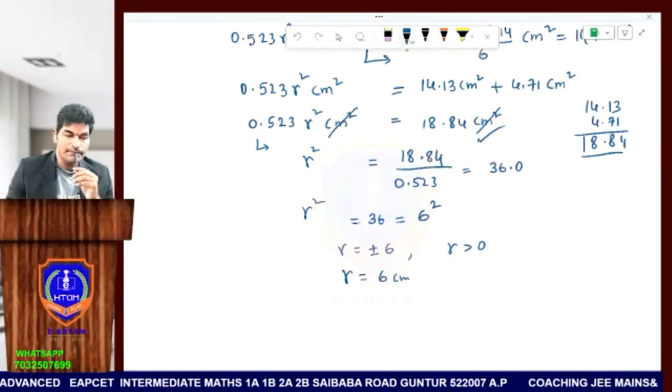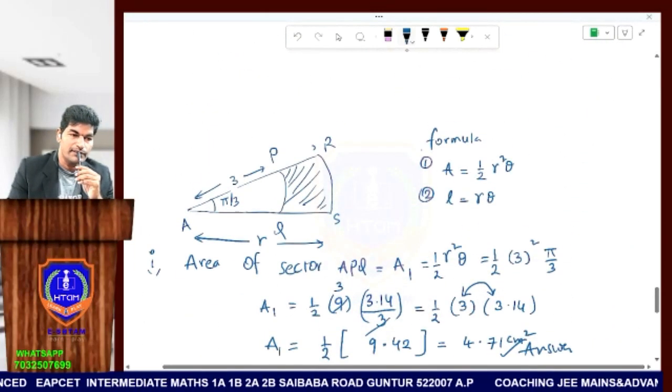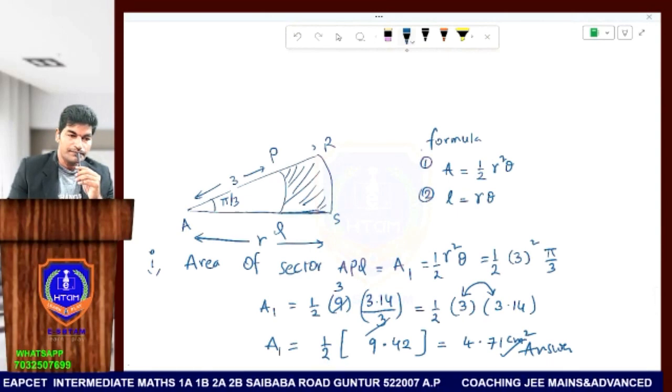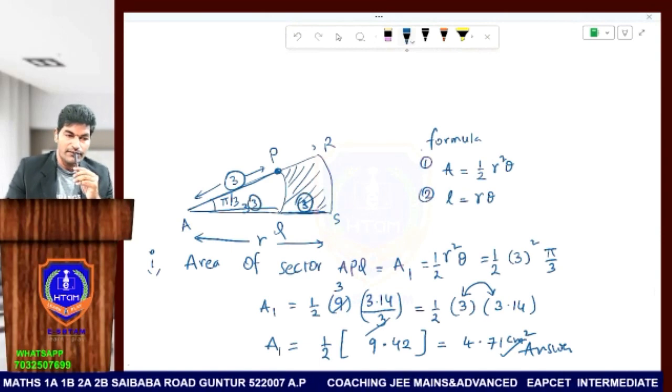That means the entire measurement is 6. Now what will this part be? Up to this value, this is radius, no? And this is also radius of the internal circle. If the total was 6 and this is, he said, 3, the next part is also 3. That's why we got 6, right?